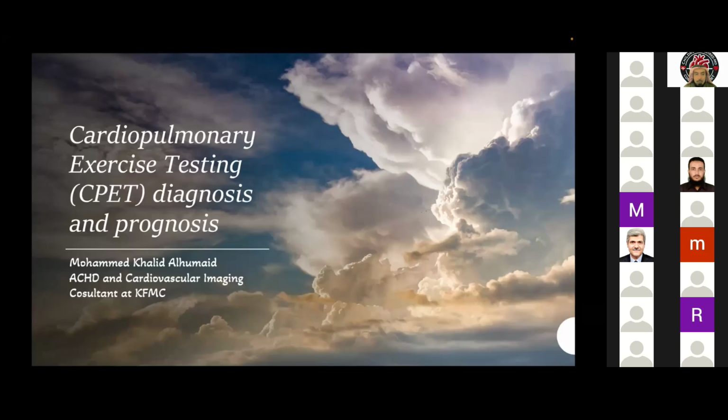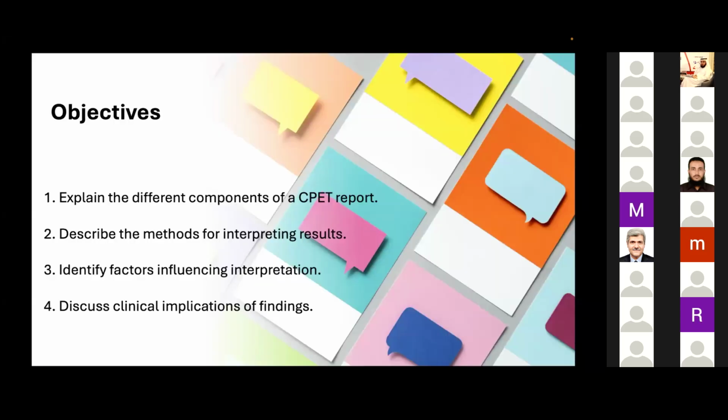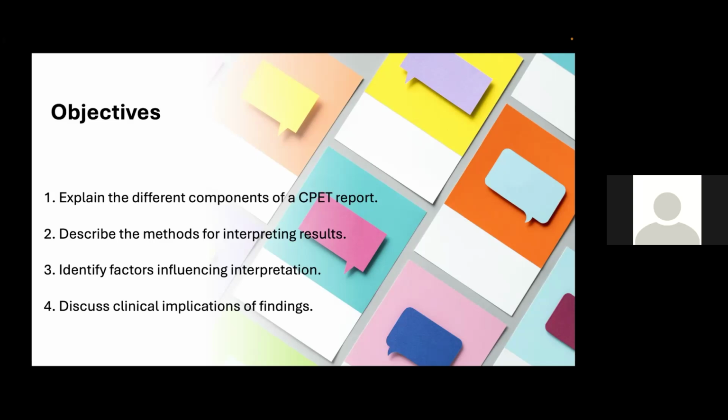Testing, diagnosis and prognosis. So the objectives of the talk will be divided into 4 parts. We'll explain the different components of CPET report, which is really important to understand the interpretation for the CPET, and then we'll describe the methods for interpreting results.